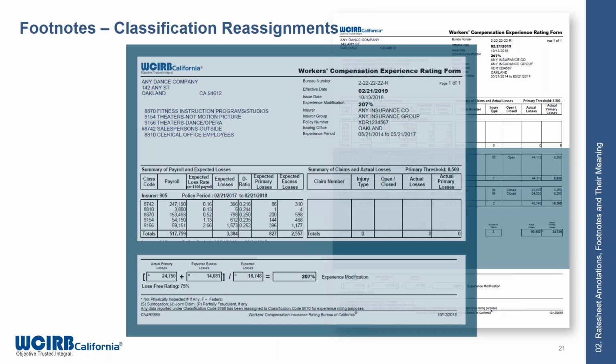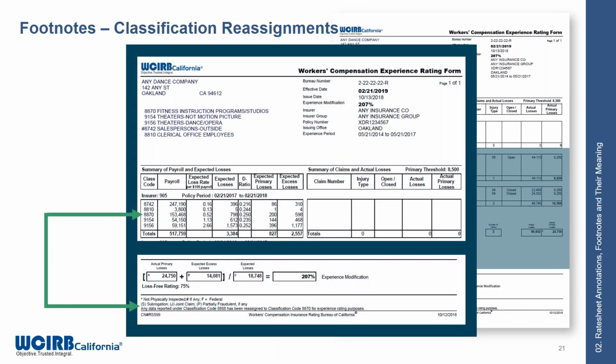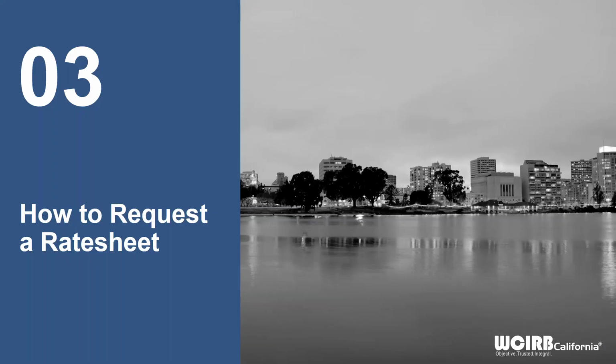Here's another great example of a footnote for a classification reassignment. In this particular case, you'll notice that class code 8870 is a new classification. In that section where 8870 appears, this represents a 2017 policy's data, the exposure information reported on a 2017 policy. Class code 8870 did not exist in 2017. So this footnote is going to explain to you that classification code 8868, which was reported on the 2017 unit stat report, all of that exposure has been reassigned to class code 8870 for the purposes of calculating this experience modification. Again, information not available in WCIRB Connect. You'd have to actually look at the rate sheet to see this information.